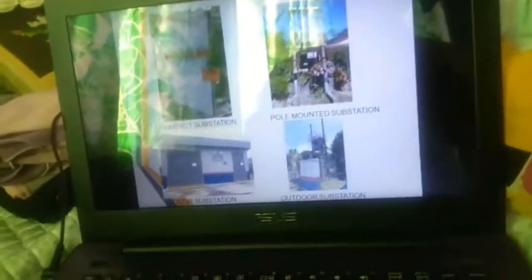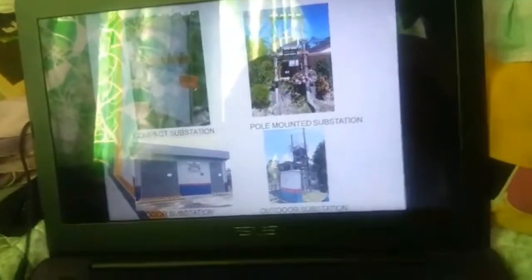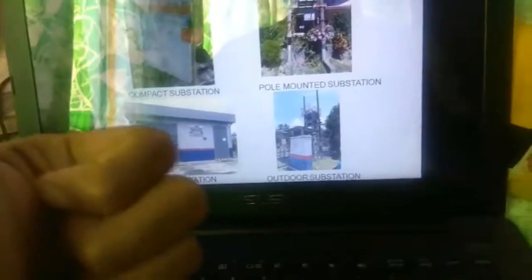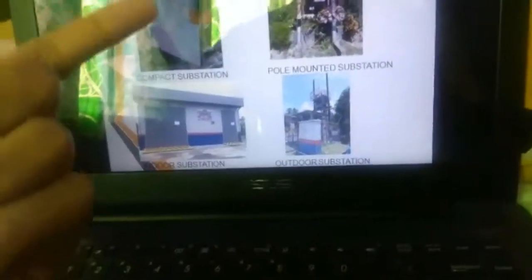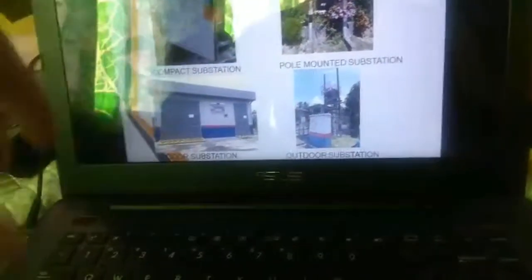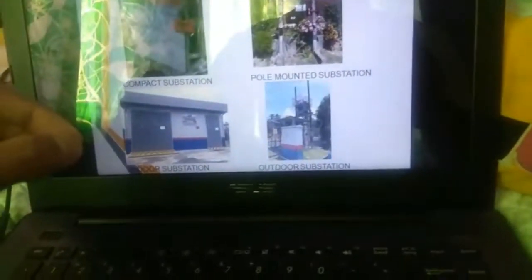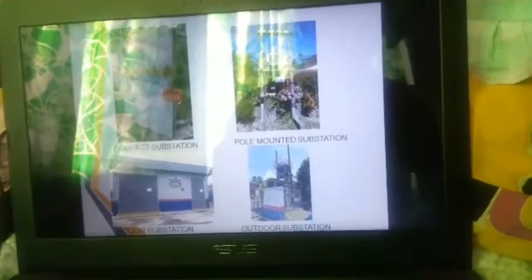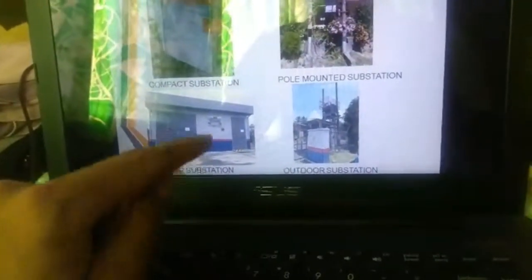And this is how the distributor looks like. This is the compact substation, where it has the transformer, switch gear, and the feeder pillar in one substation. And this is the pole mounted substation, which has the transformer. And this is the indoor substation, and this is the outdoor substation.